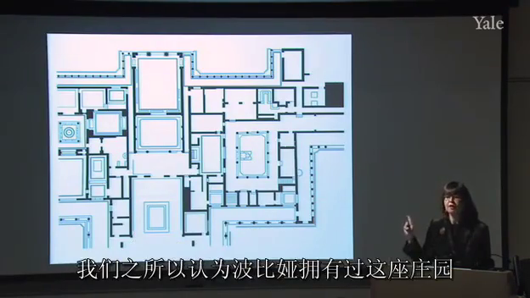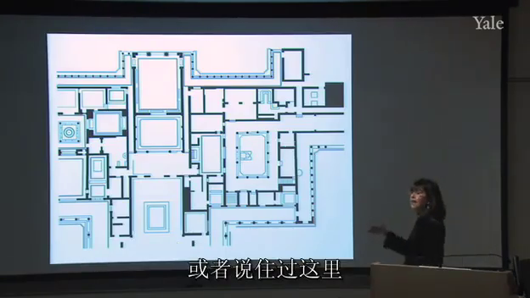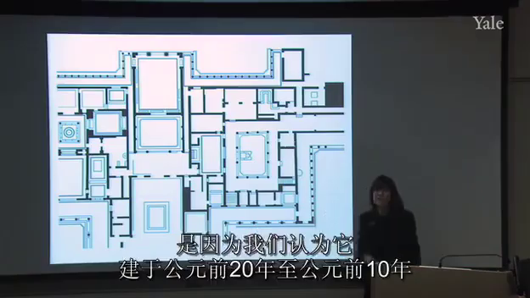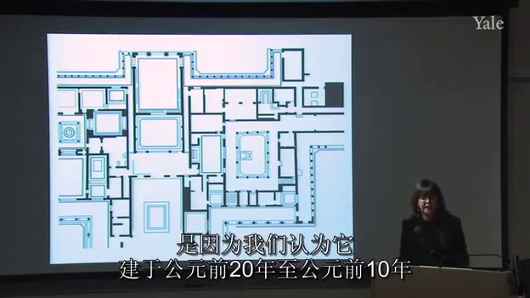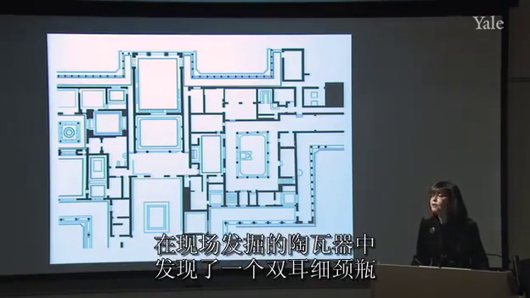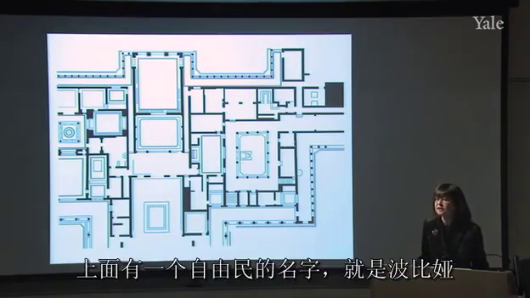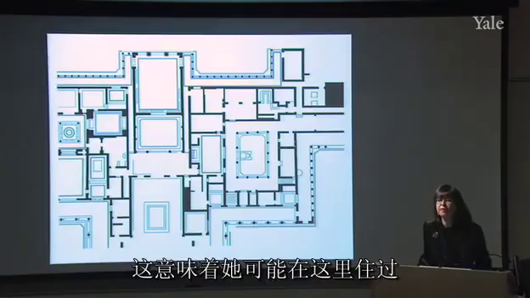The reason that we think Poppaea owned this villa, or lived in this villa at some point, and the villa dates, we believe, to 20 to 10 BC, is that there was an amphora, one of these terracotta pots, found in the excavation with the name of a freedman of Poppaea, which suggests that she may well have lived there.